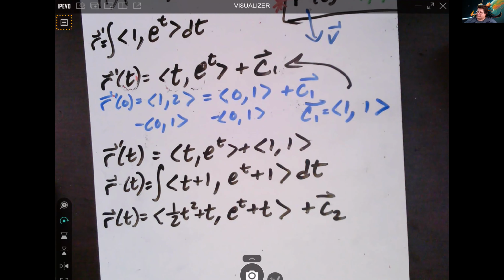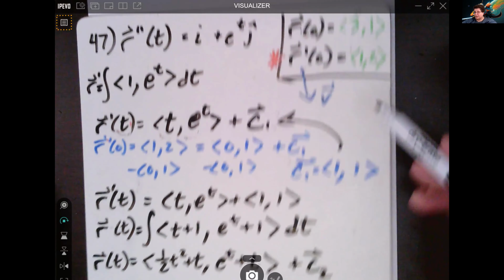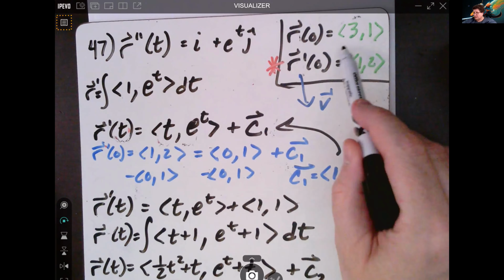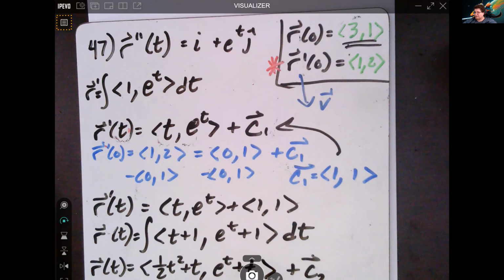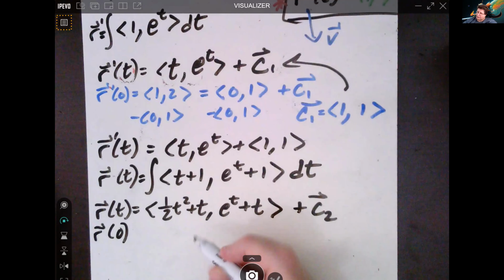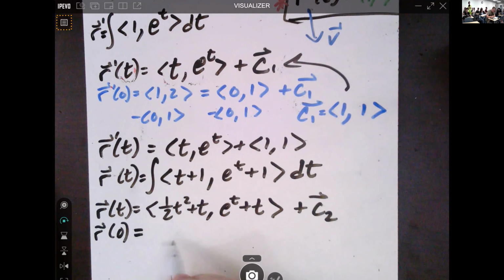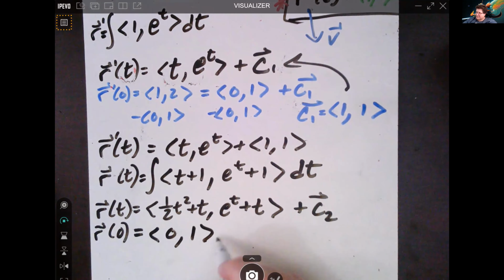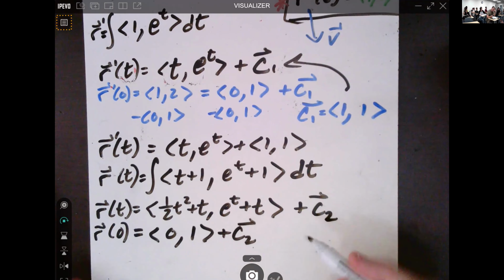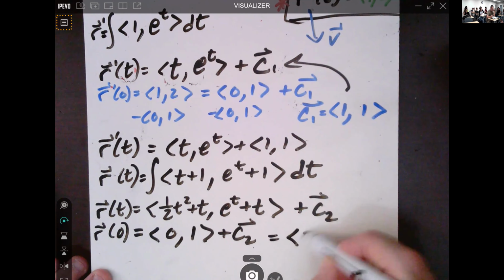So again, I have initial conditions here. These were 3, 1. So if I plug in 0, R of 0, this becomes 0. This is 1 plus C2, but it also equals 3 comma 1.